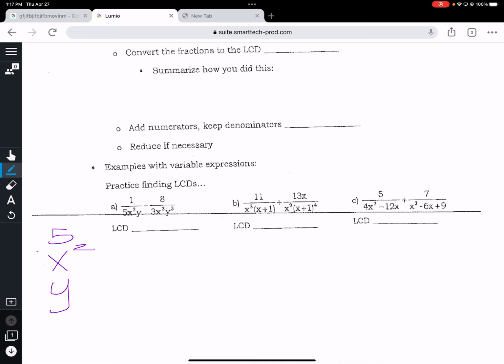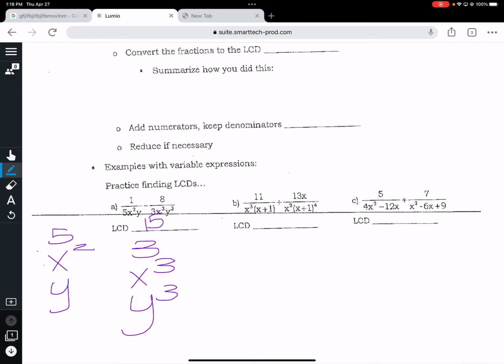Then we have the second fraction. How do we break that up? We have a 3, an x cubed, and a y cubed. All right. Now let's look at just the numbers only, our coefficients. We have 3 and 5. Do they share anything? No. But what do they make up? 15. So that would be the coefficient of the new shared denominator.